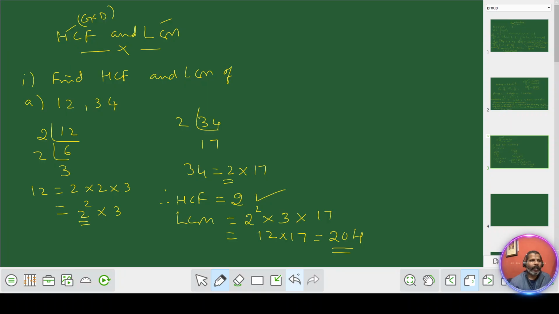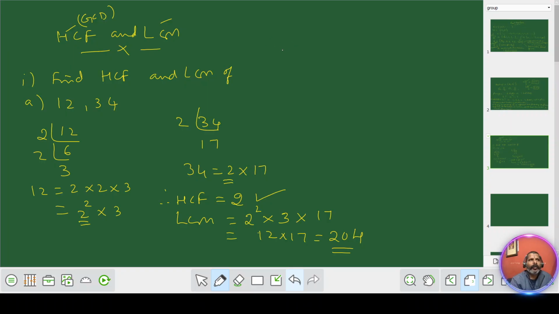I'll repeat. How do we get HCF and LCM from the list of primes of given numbers? For HCF, you choose the lowest powered common factors and their product. Here we had only one, so we got HCF 2. For LCM, you choose non-common factors also along with the highest powered common factors. Their product will give you LCM.